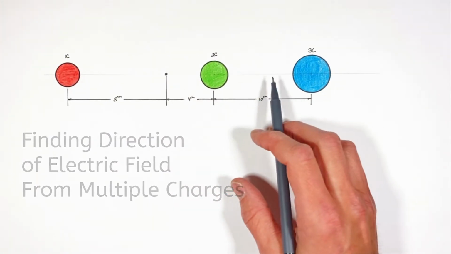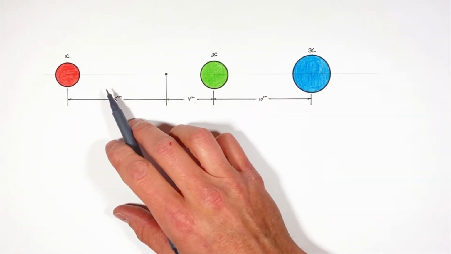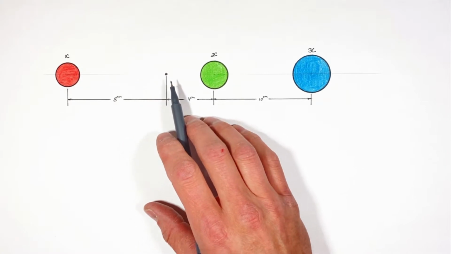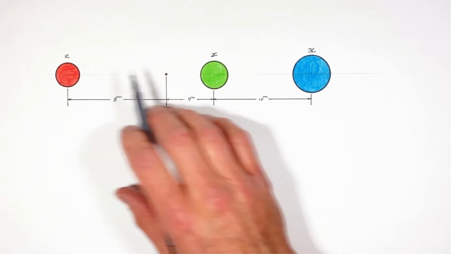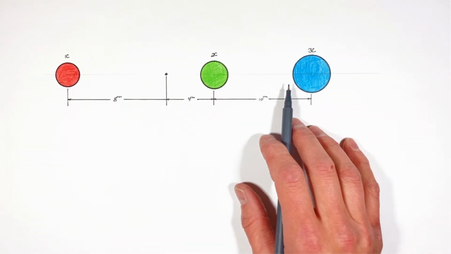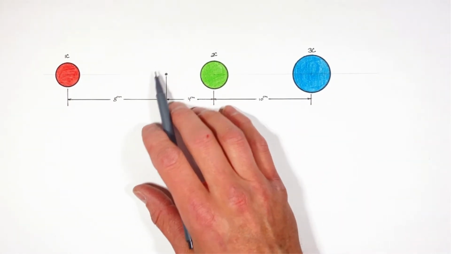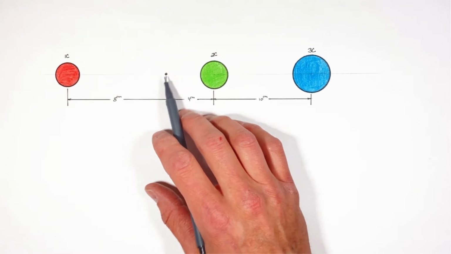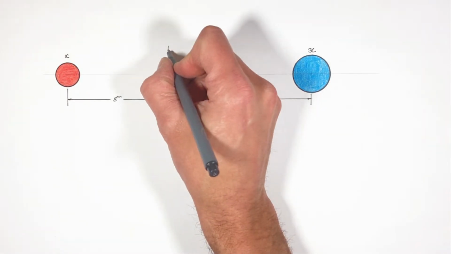Alright YouTube, today I'm talking about a situation that I see a lot of people run into, and that is trying to find the direction of the electric field as the result of multiple charges. So here I've laid out a couple of different charges, and we're going to solve for the magnitude and direction of the electric field right here at this point.